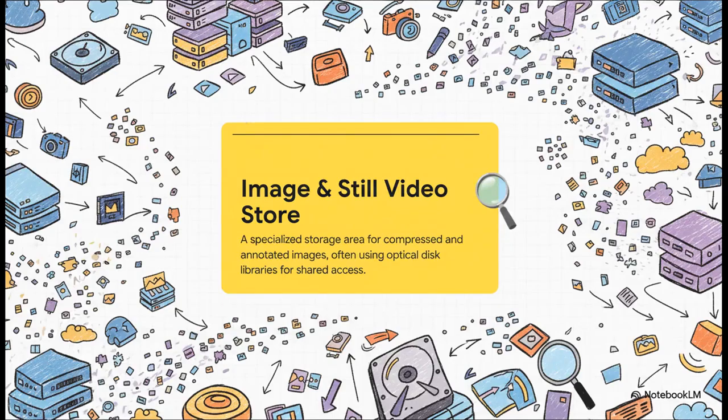Then you have a completely separate storage for images and still video. Now, why separate them? Because images need to be accessed really fast by tons of people at the same time. This store is built for that specific high-traffic scenario, making sure pictures load instantly.